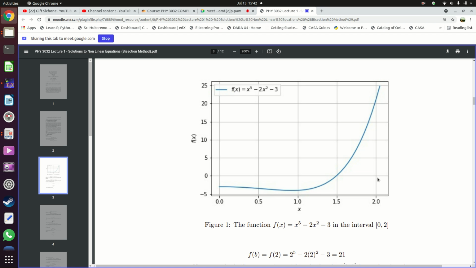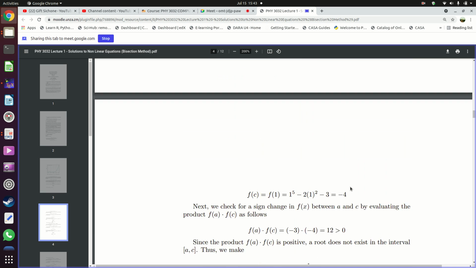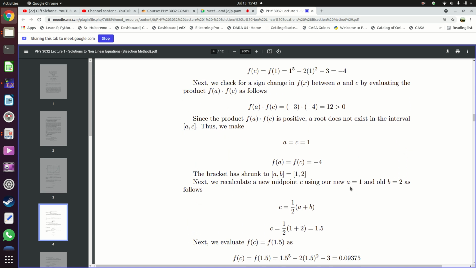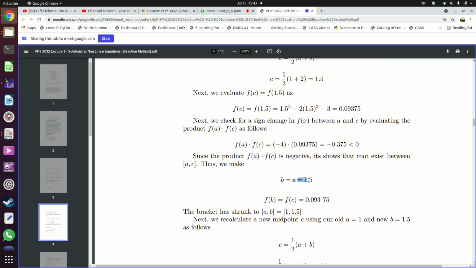Yes, sir. So if between C and B there is no solution, then we can make our C become B. So we shrink the B so that the B becomes C. So we make our bracket smaller. So if that's the case, if there is a solution between A and C, then our B, we can make our C become B here. Our C, which is equal to 1.5, we can make our C become B. And we make our f of C, which is equal to 0.09375, become f of B.